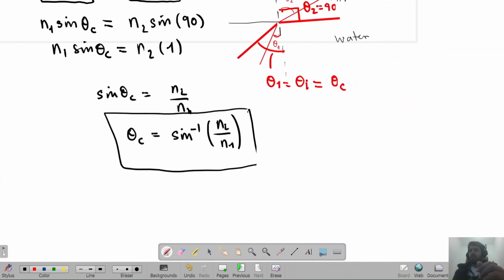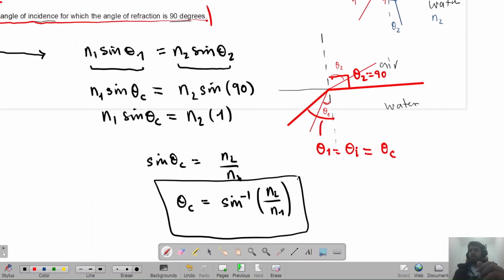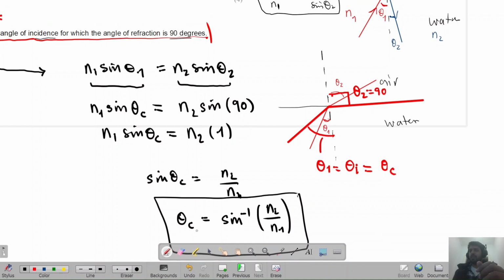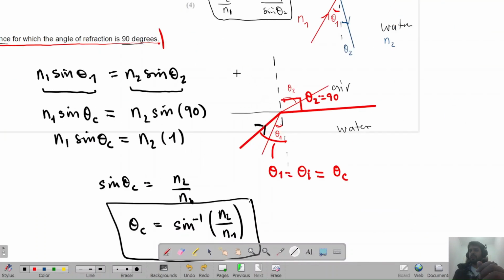A very important concept that I forgot to explain here is that this critical angle only exists if the incident light is coming from a denser medium and is entering into a lighter medium, okay? Only if this is the case can you work with critical angle and use this definition. If, on the other hand, the incident light is coming from a lighter medium and entering into a denser medium, then this whole concept of critical angle doesn't mean anything, okay?